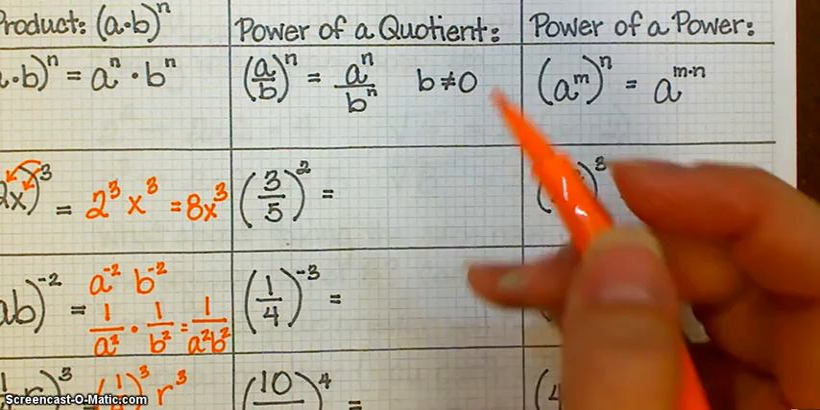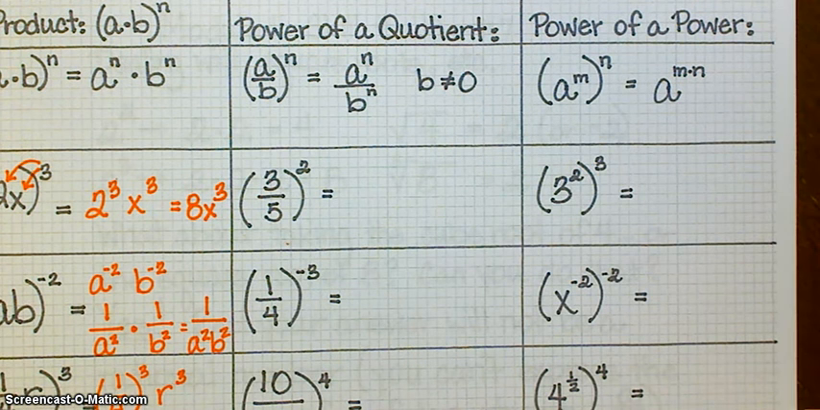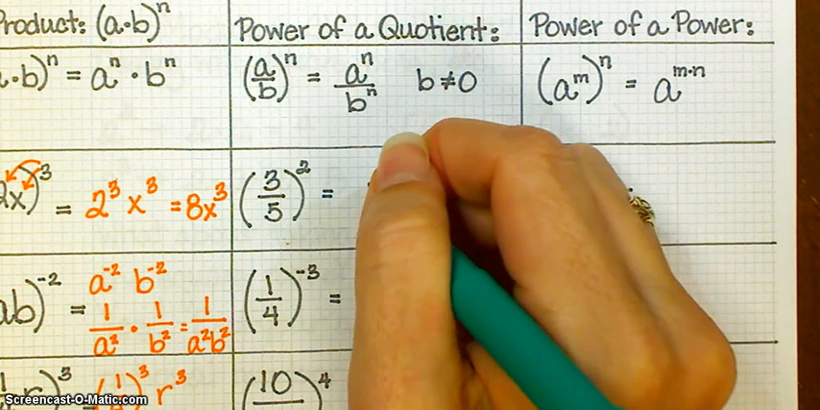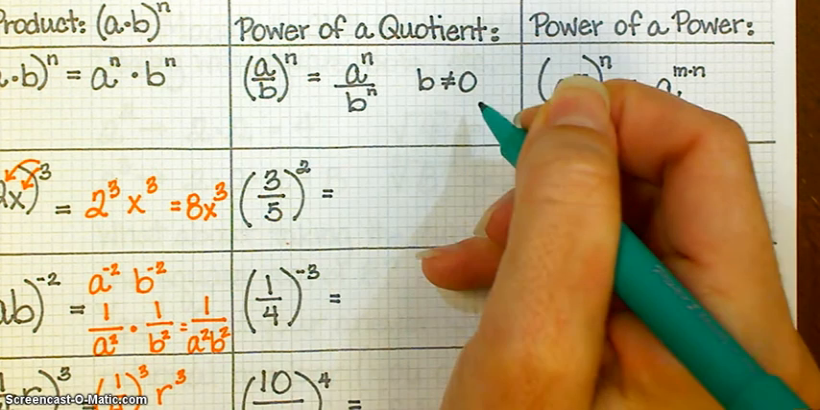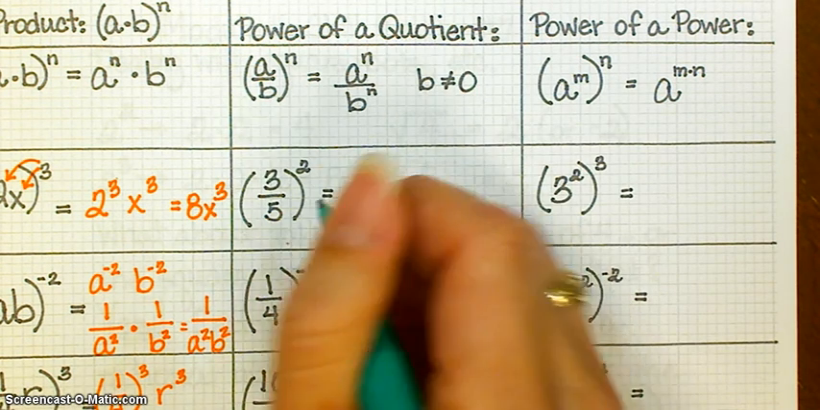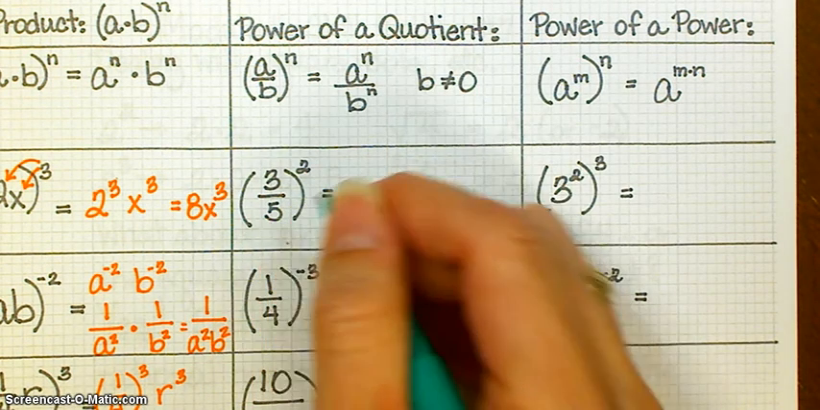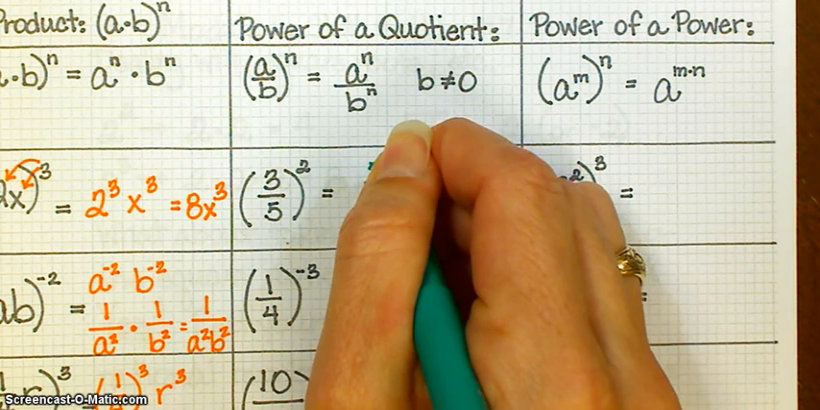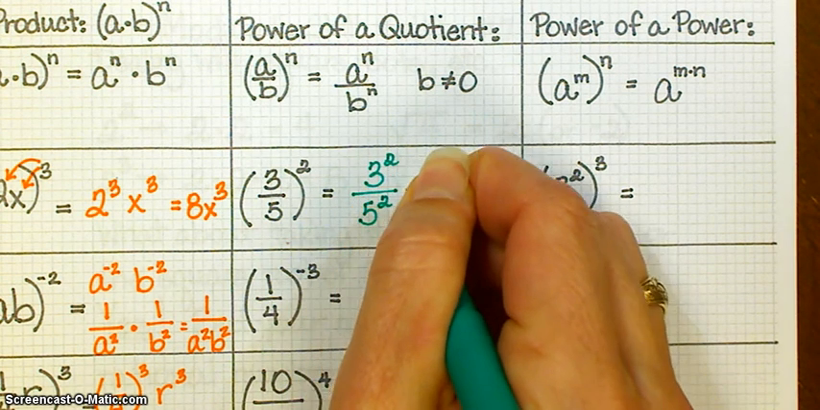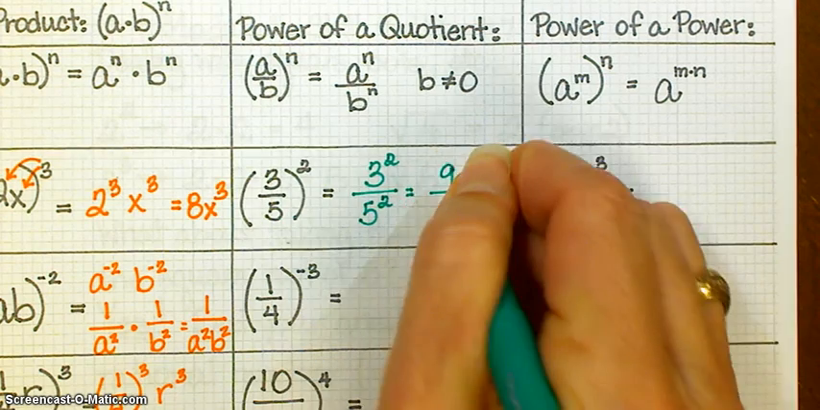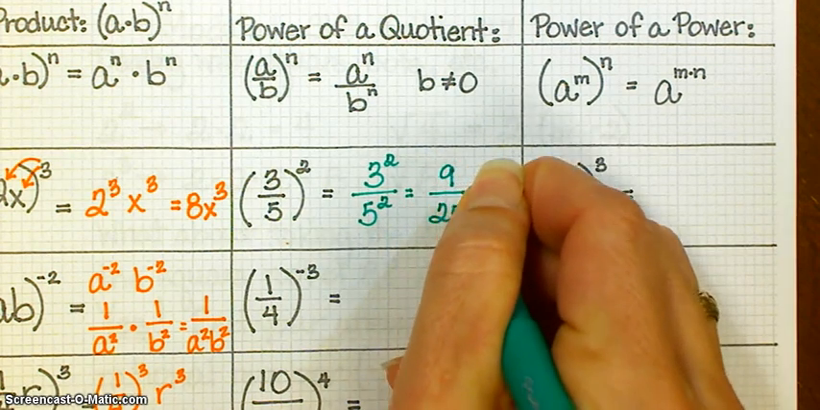Okay, so our next rule is power of a quotient. So let's say that you have a fraction a over b, and all of that's in parentheses raised to the n power. Well, that means that a is raised to the n power and b is raised to the n power as well, just as long as b is not 0. All right, so if we have 3/5 in parentheses raised to the second power, that is 3 to the second power divided by 5 to the second power. And that's going to be 9/25.